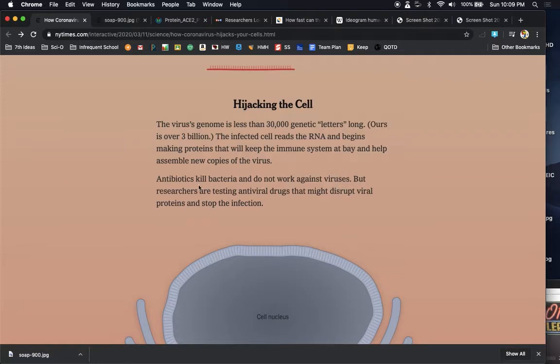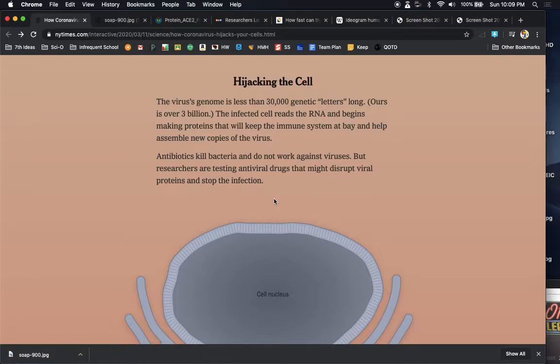Because it's a virus, antibiotics don't work. Really, you have to have what we call a vaccine. And we don't have those yet, but they're coming. We'll talk about that soon.